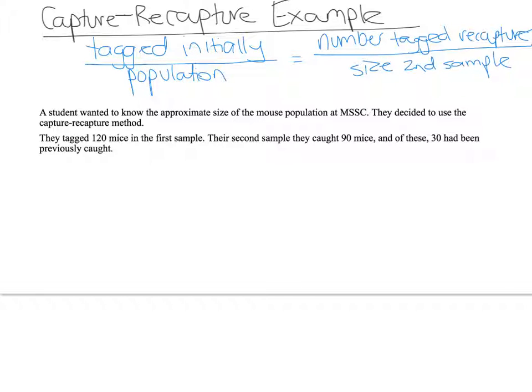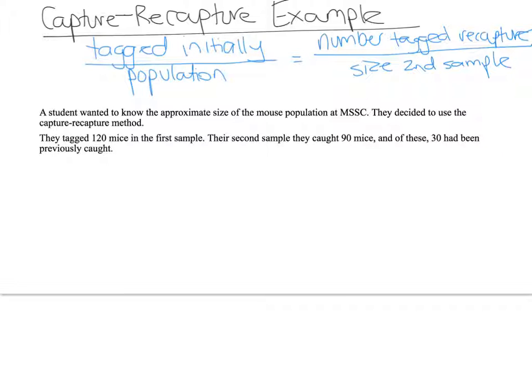So let's just run this down. So basically we've got tagged initially. So this is when you first go out and that first sample, how many did you actually tag? This population is the entire population. That's what you're trying to find. Over here, the number tagged recapture is when you go out that second time and you choose another sample and you have a look at how many you capture in the second sample that already have a tag from the first one. That goes here, and then we put down the size of our second sample. So however many you caught and looked at the second time you went out.